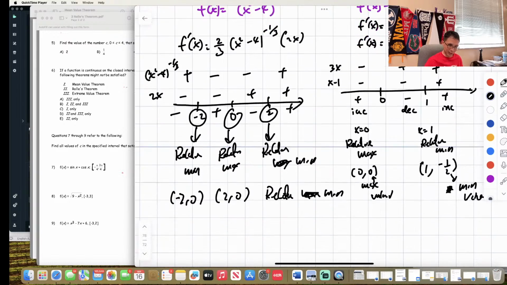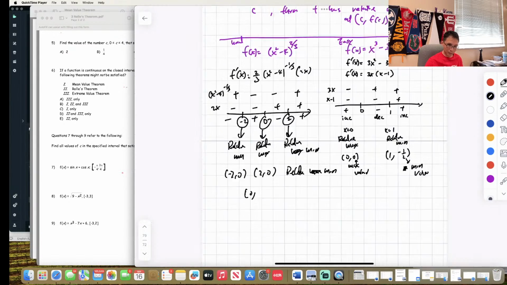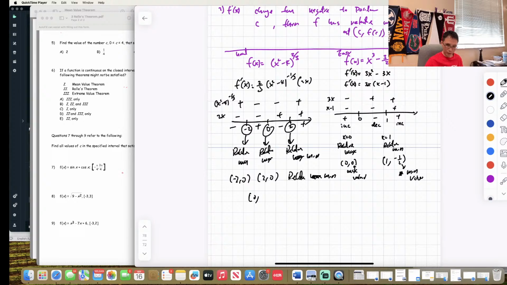Okay, and 0, what is at 0? I don't know what that value is, but it's going to be negative 4 to the 2/3 power. I don't know what that value is. It's going to be a relative max. And there you go.